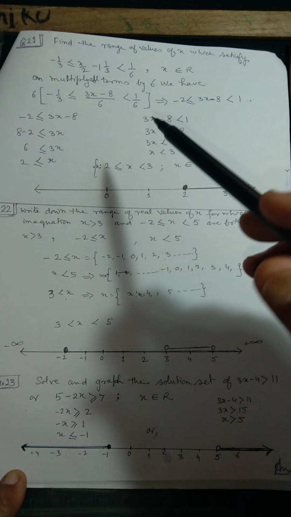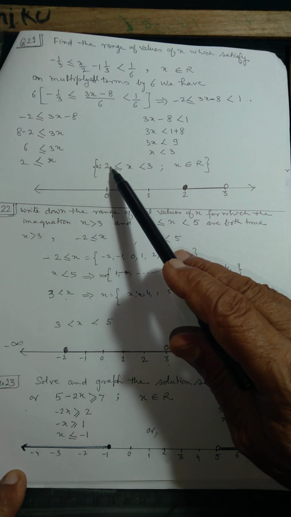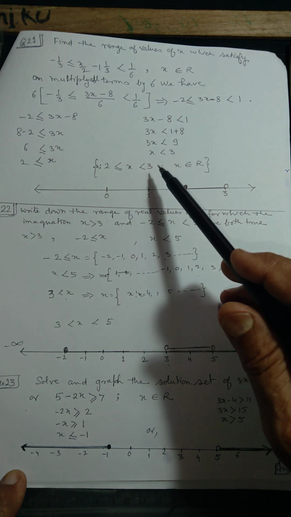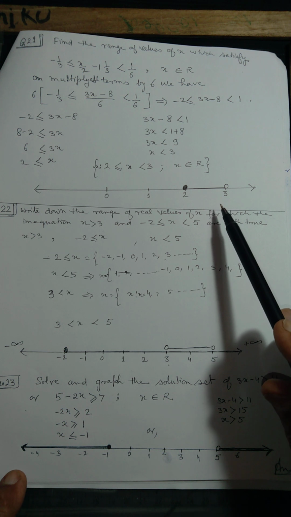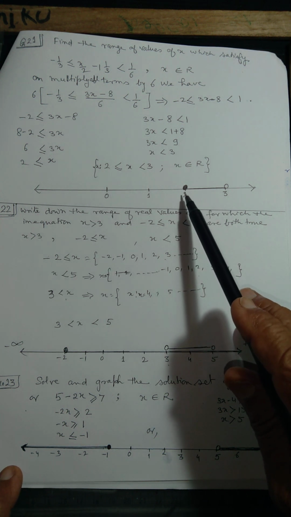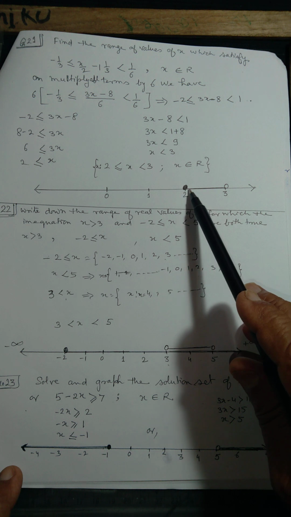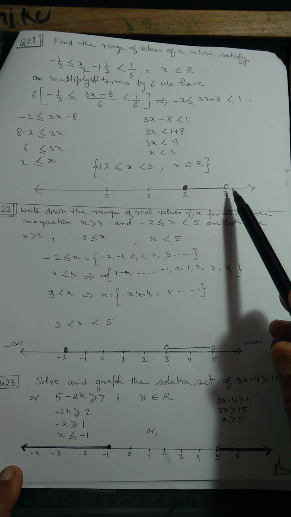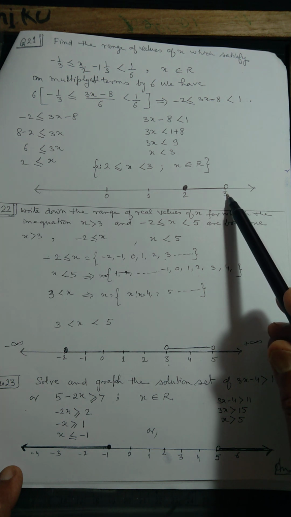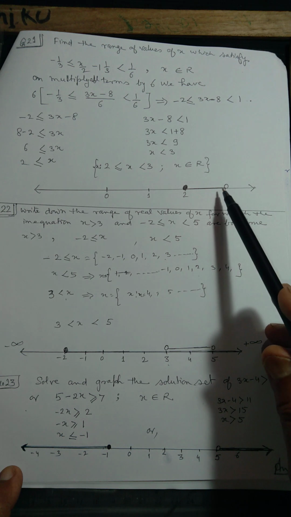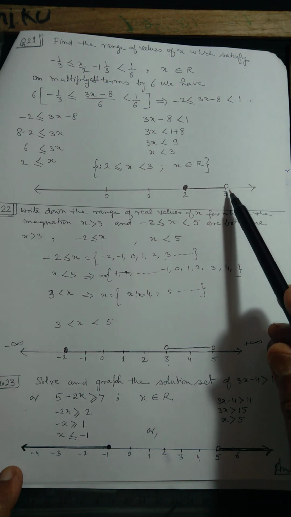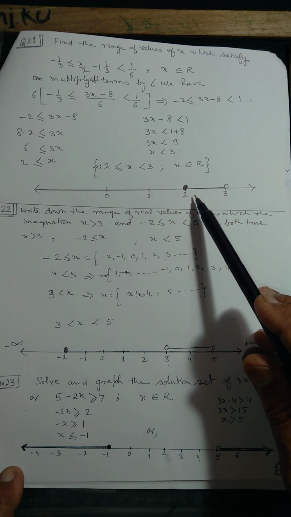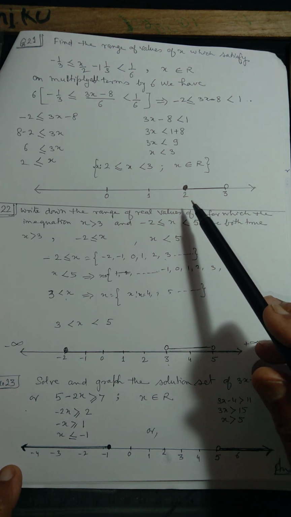Therefore, the complete solution will be x such that 2 is less than or equal to x and x is less than 3. This can be represented on the graph. You see, 2 has been darkened and the line between 2 and 3 is also darkened, but point 3 is not included. Point 3 is excluded, whereas 2 is included. So this will be the graph for question number 21.